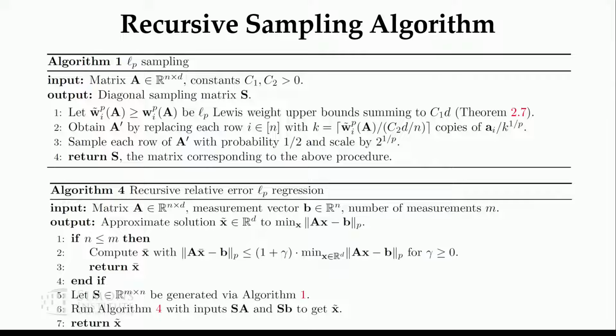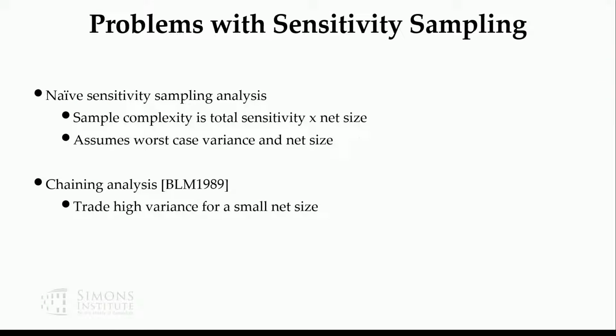And so you just keep recursing until you get down to the number of rows that you want, which is the number of samples you're going to read. So each time you're reducing by a constant factor. That's the algorithm that we analyze.